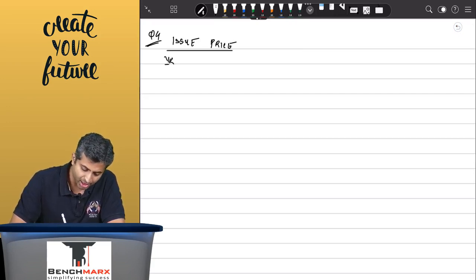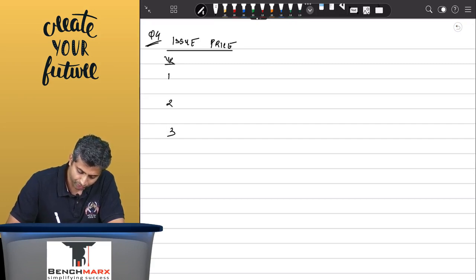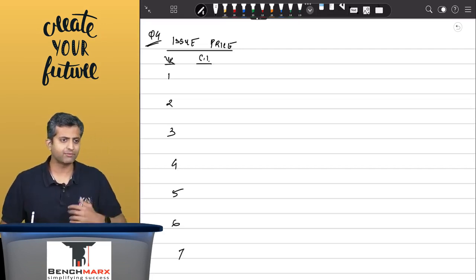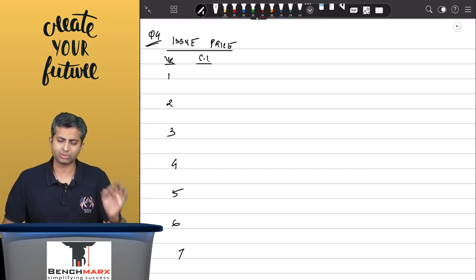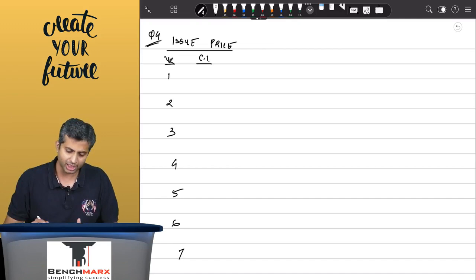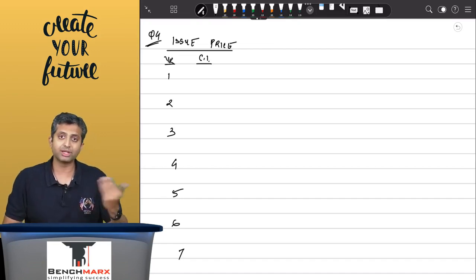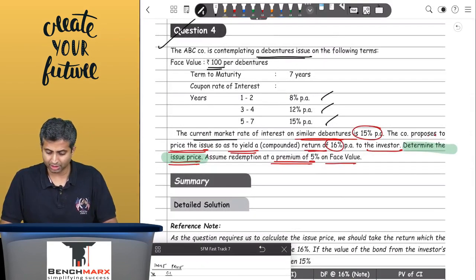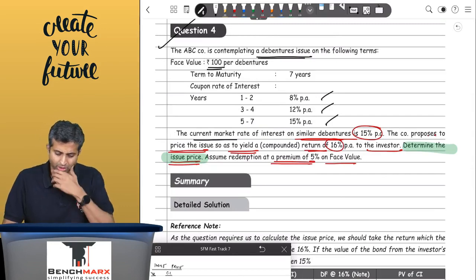So you will find year 1, 2, 3, 4, 5, 6 and 7. There are 7 years. And what is the cash inflow? Unlike the last question, we have not been given over here that this is an amortizing bond, which means the interest will be paid each year and the principal will be repaid at the end. However, interest over here is paid at different rates. In the first year, it is paid at, I think, 12%. Sorry, 8%, then 12%, then 15%. So we will record it.